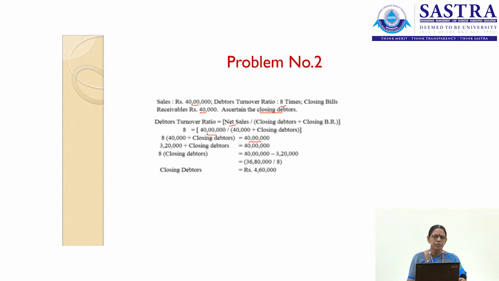Now 3,20,000 plus 8 into closing debtors is equal to 40 lakh rupees. Now 8 into closing debtors is equal to 40 lakhs minus 3,20,000. So what is your amount now? 36 lakhs 80,000 divided by 8. This 8 is brought to the right hand side. Now closing debtors is 4 lakhs 60,000. So with the information given in the problem, that is the debtors turnover ratio, always turnover ratio is given in terms of times. Then 8 is equal to net sales divided by closing debtors and closing bills receivable. So we are able to ascertain the closing debtors as 4,60,000.